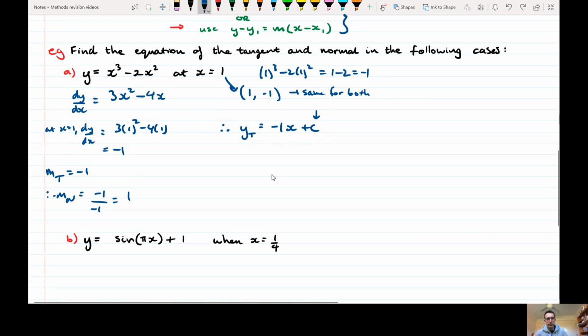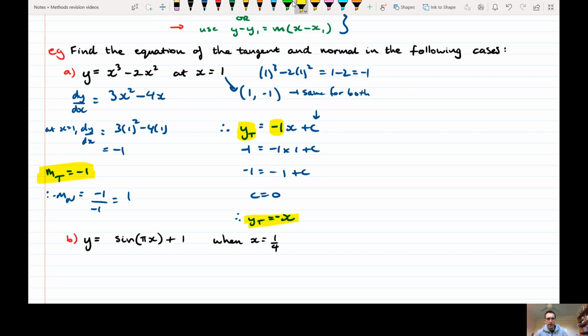So I'm going to substitute this coordinate and get negative 1 equals negative 1 times 1 plus c. Negative 1 equals negative 1 plus c. Oh, look at that, c is 0. So therefore, the equation of the tangent is equal to negative x plus c, which was 0. Now, it will not always work out so nicely like that.